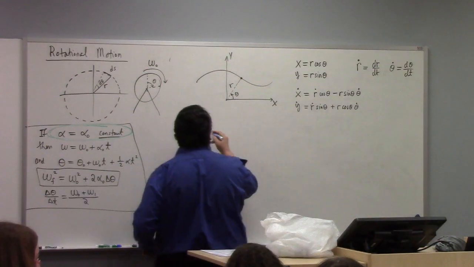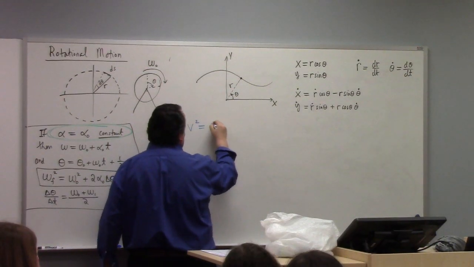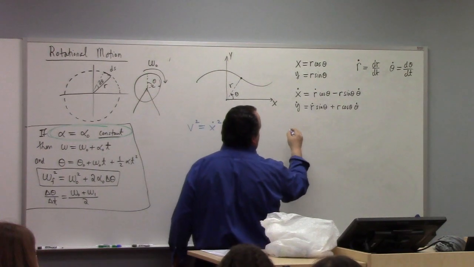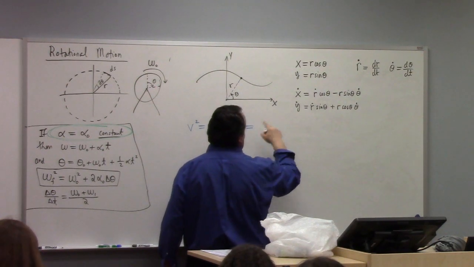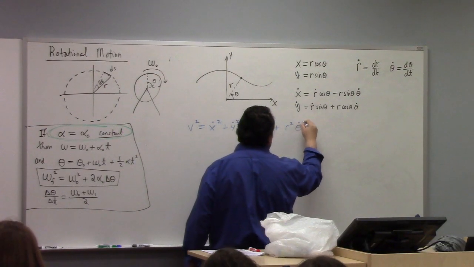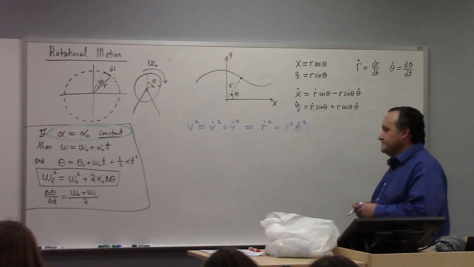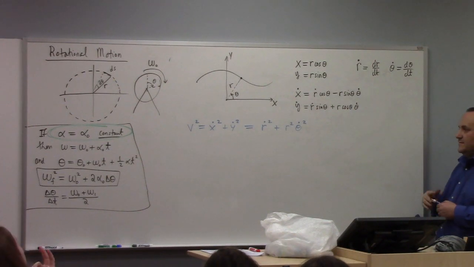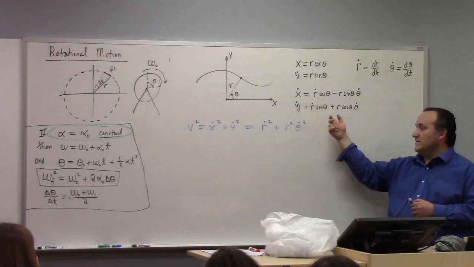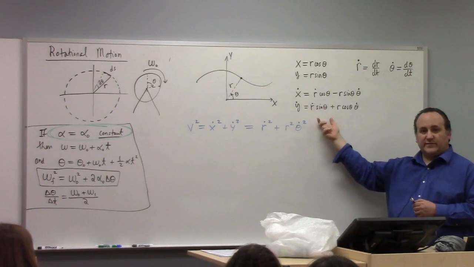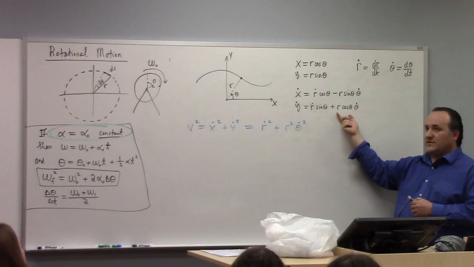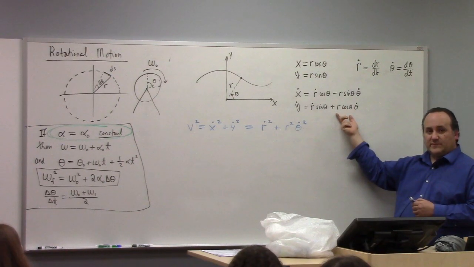So the speed squared is x dot squared plus y dot squared. No one cares about Newton. Let's get back to physics. If you look at that, this simplifies to r dot squared plus r squared theta dot squared. Because when you square these, you get r dot squared sine squared plus cosine squared, which is 1. And when you square these, you get r squared theta dot squared times sine squared plus cosine squared, which is 1.